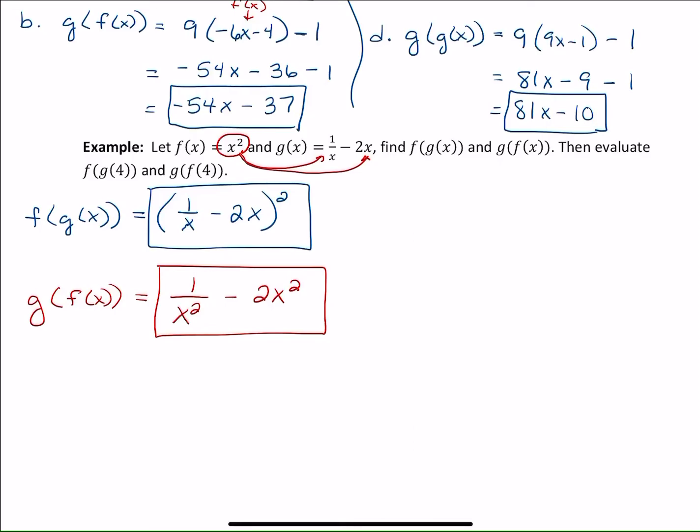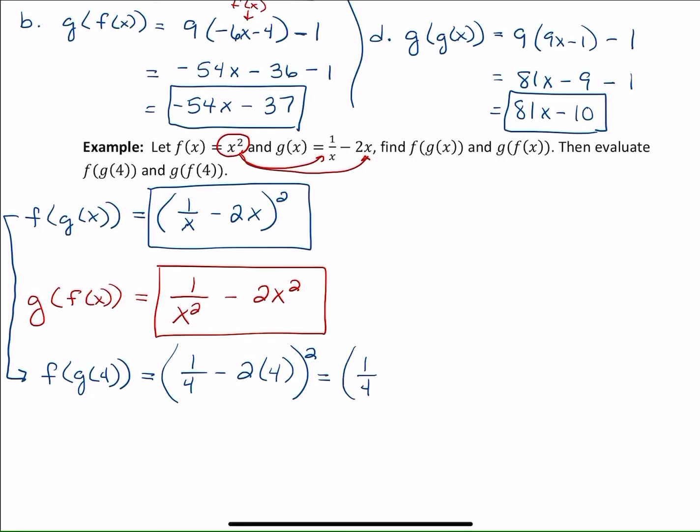And then from there, it wants you to find f of g of 4. Well, we found f of g of x, so we can just plug in 4 for x. Now just be careful here. Follow your order of operations. So you've got 1/4 minus 8, and that's all squared.